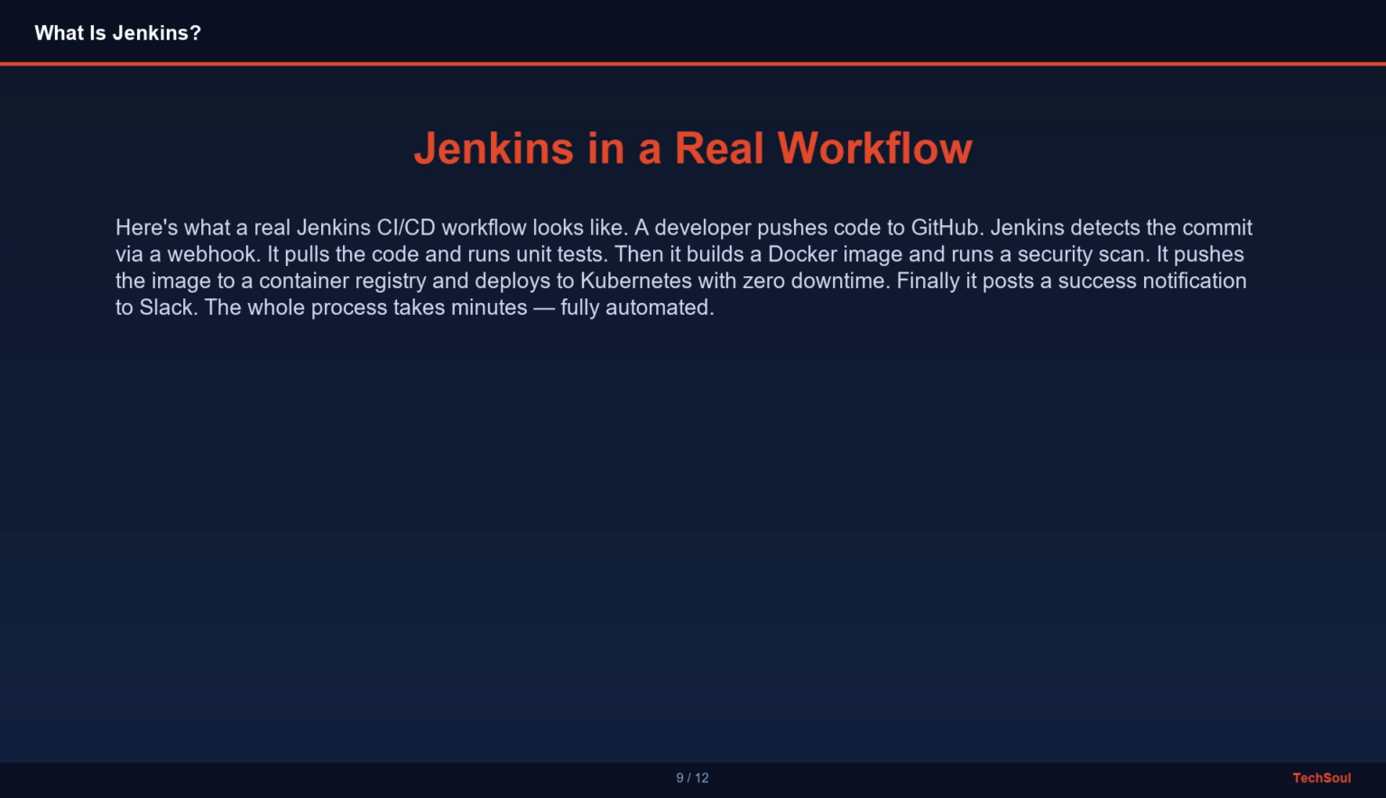Here's what a real Jenkins CI/CD workflow looks like. A developer pushes code to GitHub. Jenkins detects the commit via a webhook. It pulls the code and runs unit tests. Then it builds a Docker image and runs a security scan. It pushes the image to a container registry and deploys to Kubernetes with zero downtime. Finally, it posts a success notification to Slack. The whole process takes minutes, fully automated.